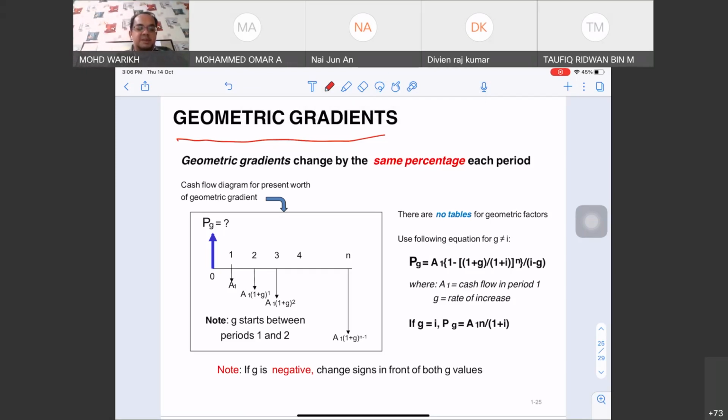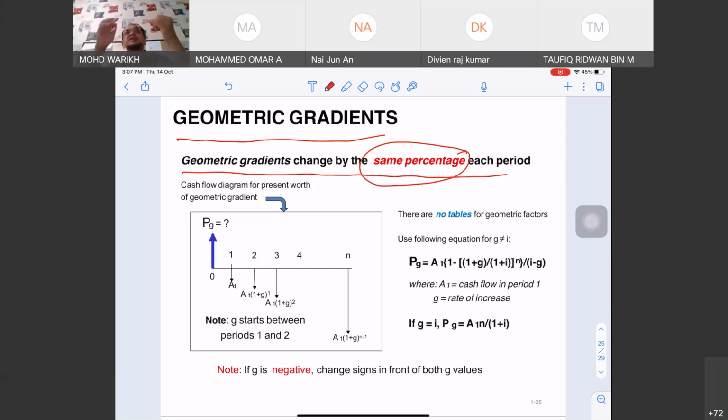Geometric means that it changes by the same percentage each period. That means for the arithmetic gradient, we add the same numbers within 8 years. For example, earlier for year 1 RM30, year 2 RM30, and until what years? Same amounts, right? But in the geometric it is the same percentage. That means year 1 is 7%, year 2 7%, year 5 10%, the same percent.